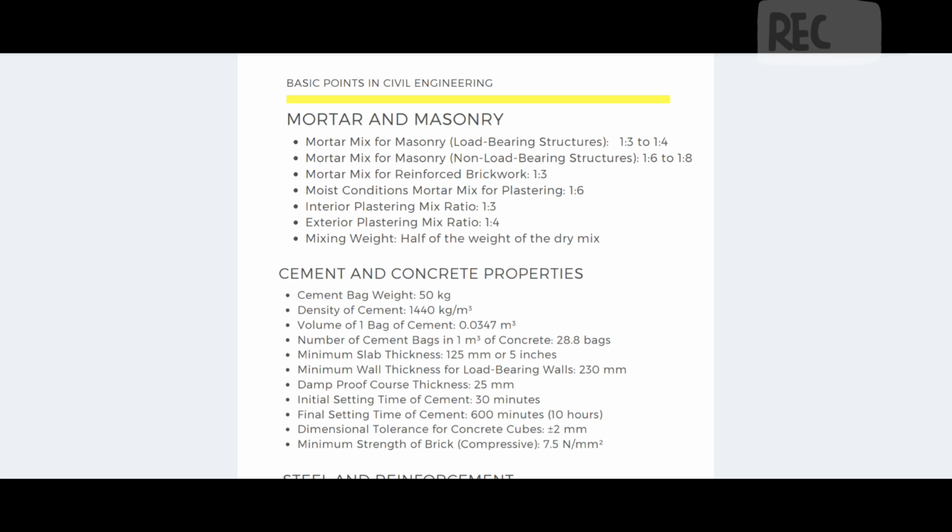Minimum wall thickness 230. Damp-proof course 25 mm. Initial setting time of cement, that is 30 minutes. Final setting time 600 minutes, that is 10 hours. Dimensional tolerance of concrete cubes plus or minus 2 mm. Minimum strength of brick is 7 Newton per mm square.